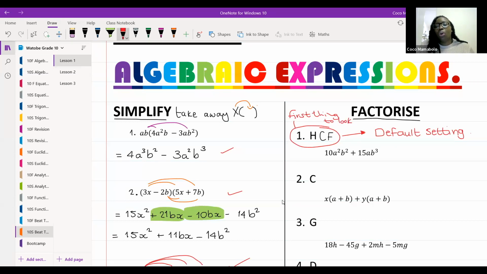Okay, so when I ask you guys, I'm going to tell you now, our default setting is HCF. I'm going to ask you guys again, what is our default setting? Tell me in the chat, what is the default setting? Jasmine, what is the default setting? No, I was going to ask the question, but now I forgot. Okay. Someone else can add them.